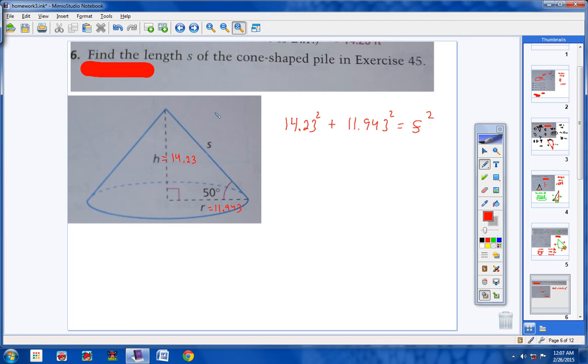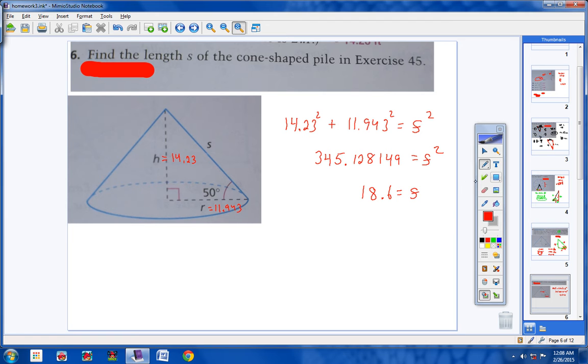Now to save time, students, I'm going to type this whole thing in my calculator. So 14.23 squared plus 11.943 squared equals this right here. I'm getting a big number, 300. And you don't have to write all these decimals out. I'm going to, just to make sure I'm being accurate. You probably don't need to. I'm getting that. And now take the square root of both sides. And you're going to get 18.57. I'm going to put 18.6 equals s.